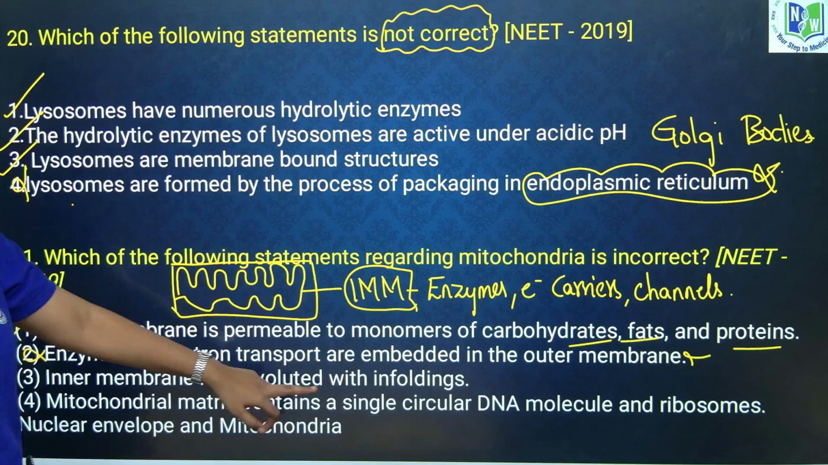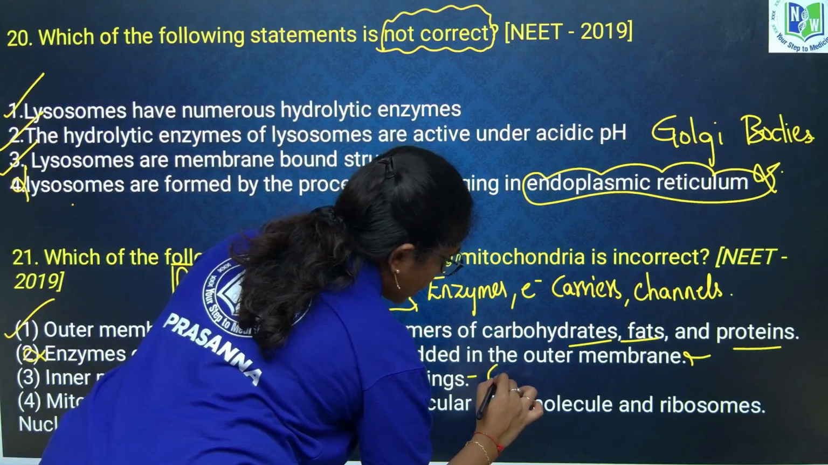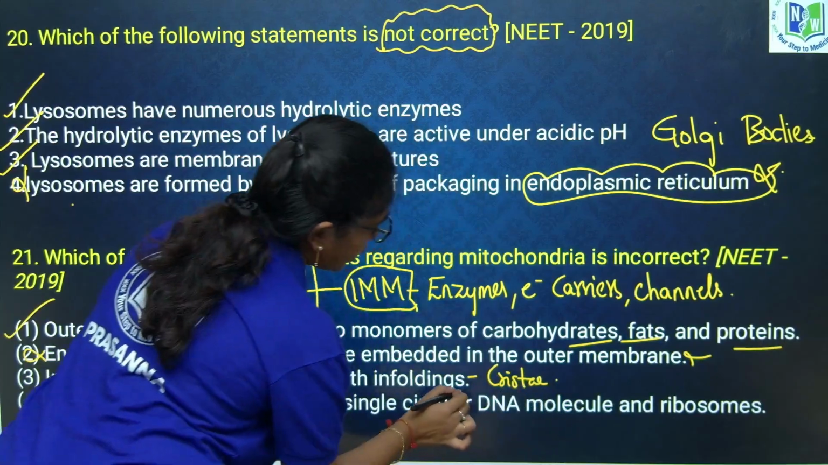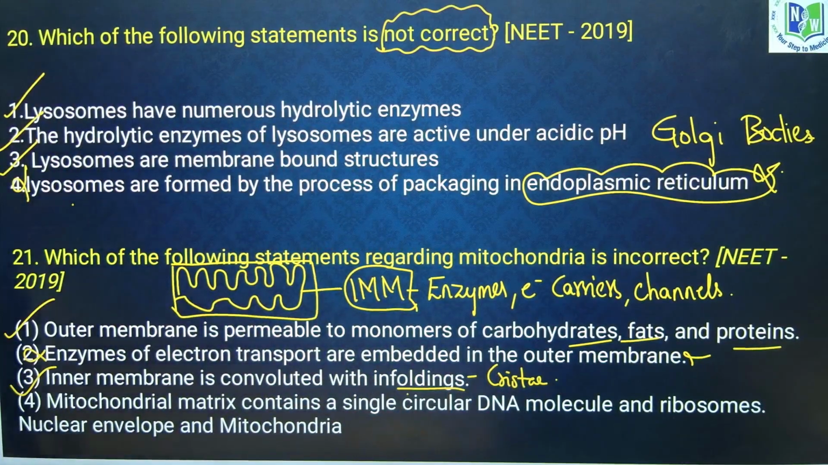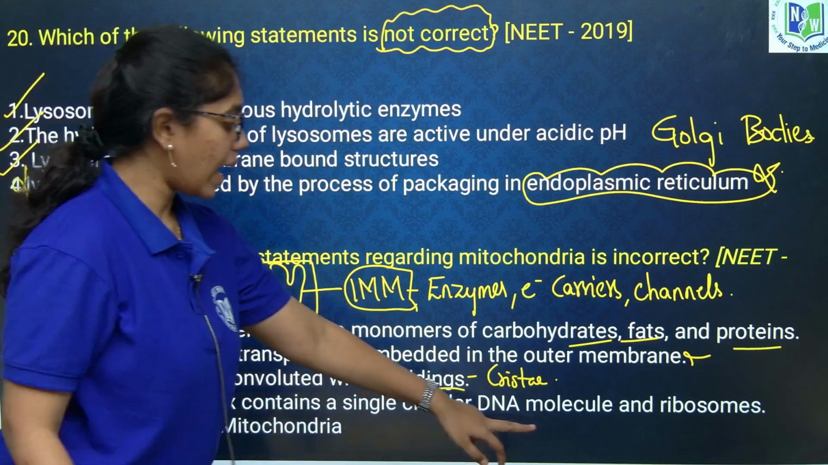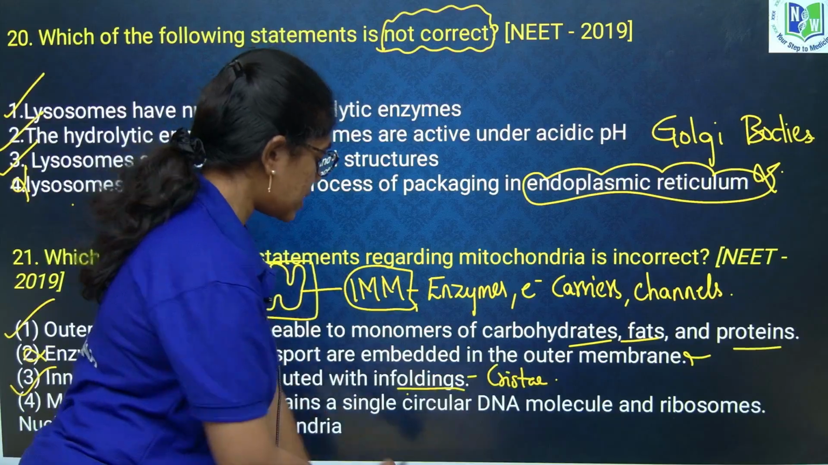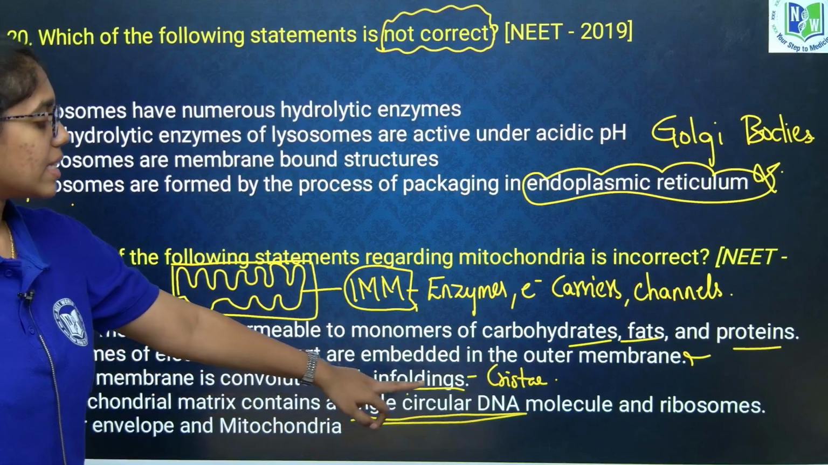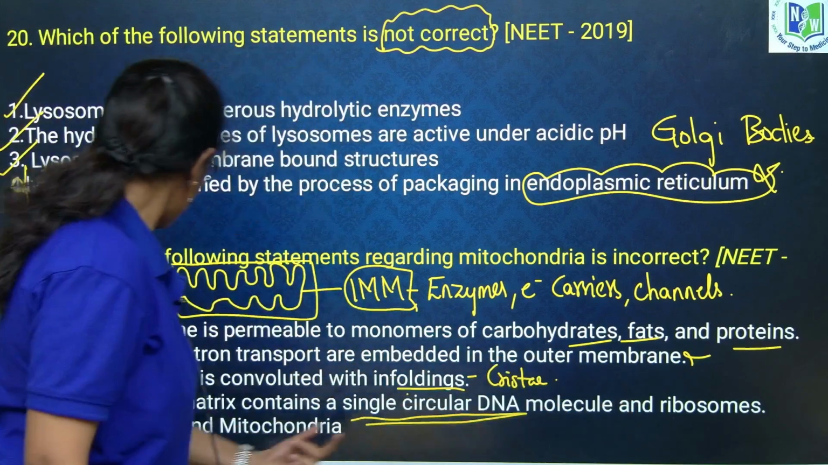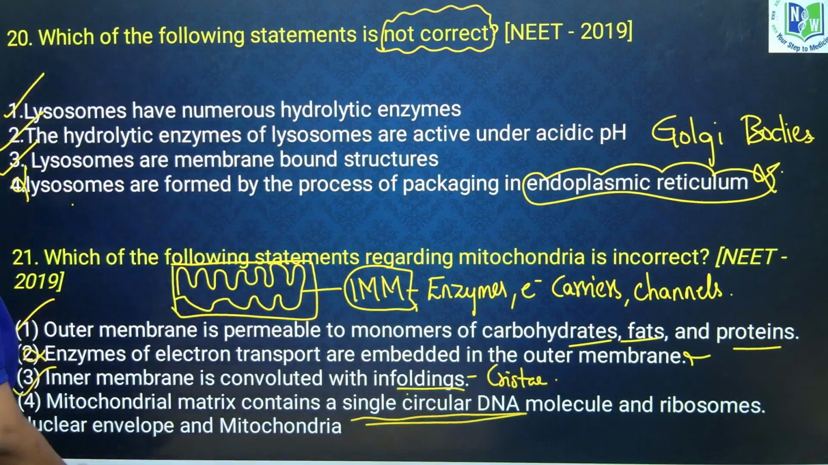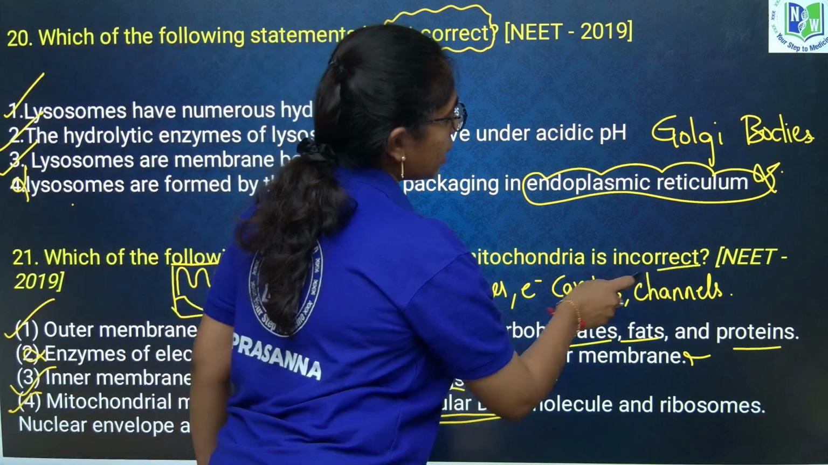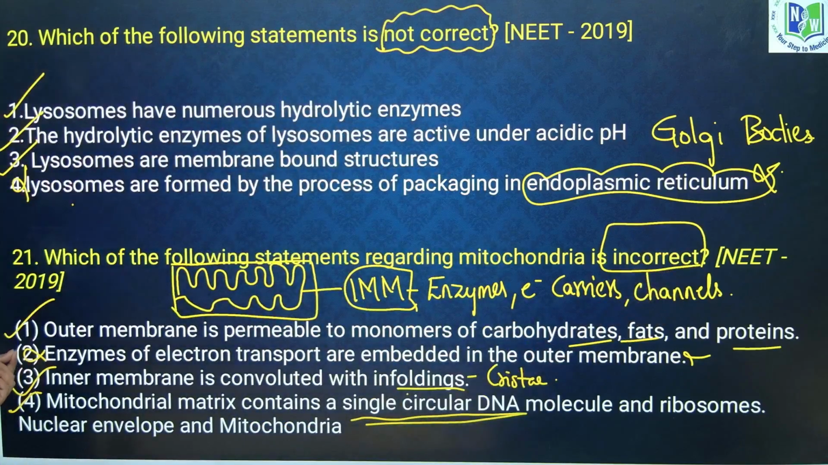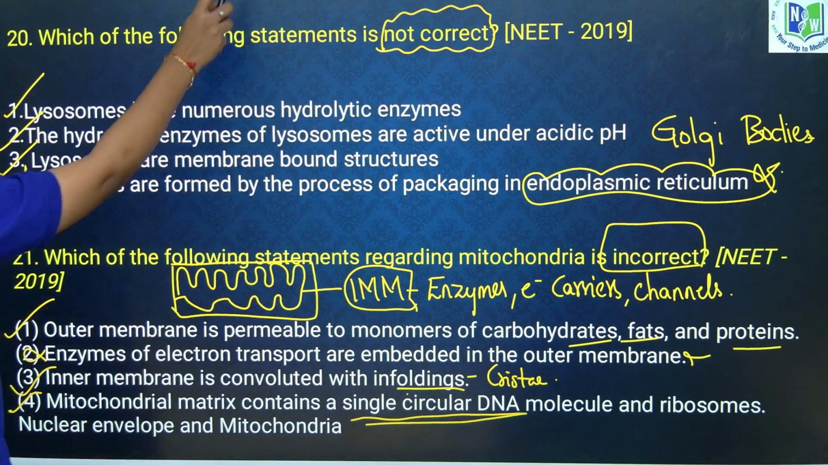Inner mitochondrial membrane is convoluted with enfoldings called cristae. True. Mitochondrial matrix contains a single circular DNA molecule. Yes, single circular, he said, don't get confused. He didn't say single stranded. He said single circular DNA. Then ribosomes, nuclear envelope and mitochondria. Correct only. Next, what is the option we need to choose? He asked us the incorrect statement again, so the option is 2 only. Clear? Next question.